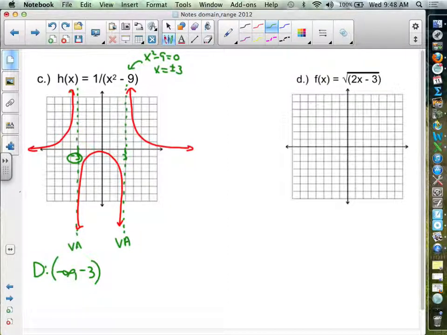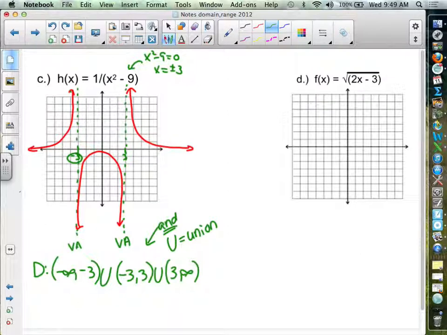It continues from -3 to +3, again, not reaching those 2 points. And then the graph continues again from 3 to infinity. Now I want to say and. It does all of these things together. In interval notation, you use a U. The U means union. It means all together. So U is just another way of saying and. So all 3 of those things are happening there for your domain.